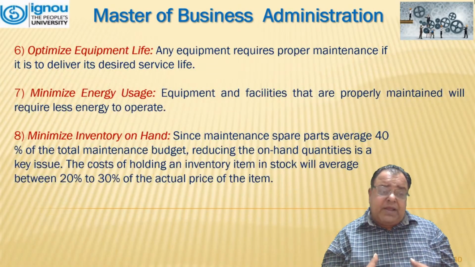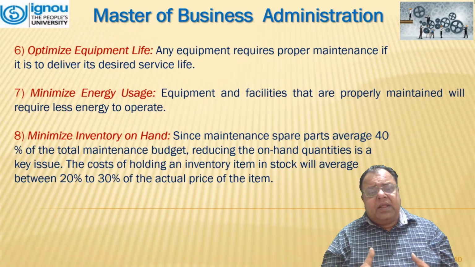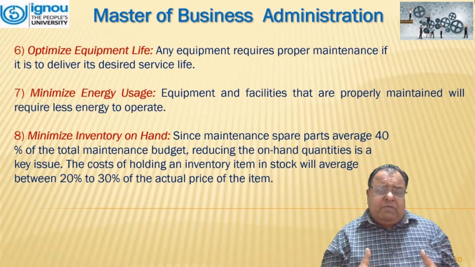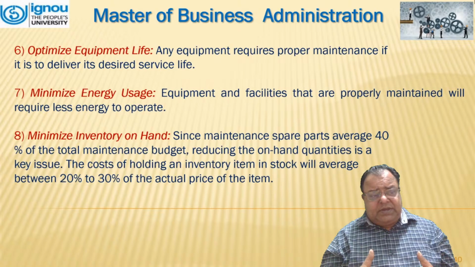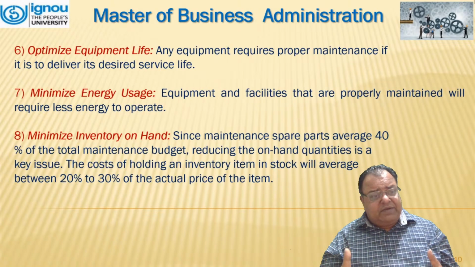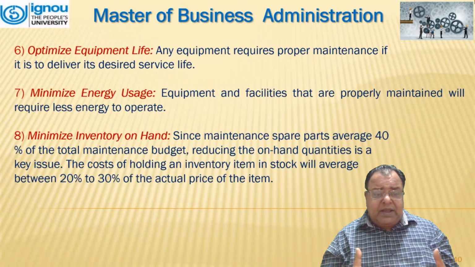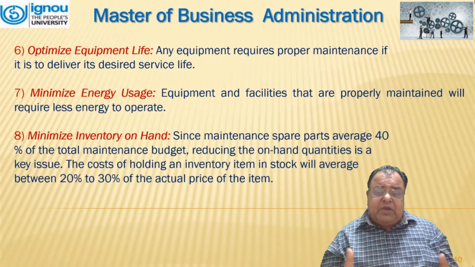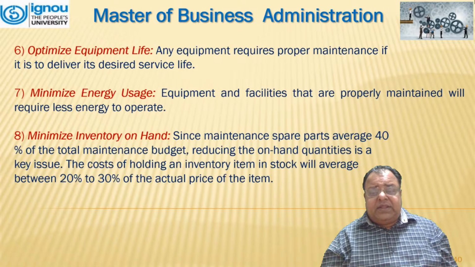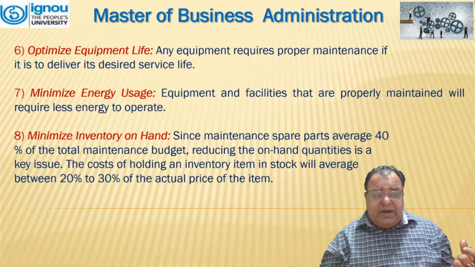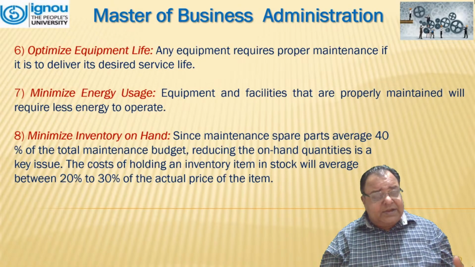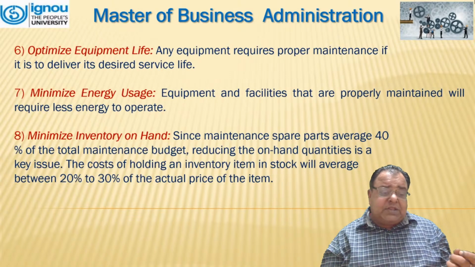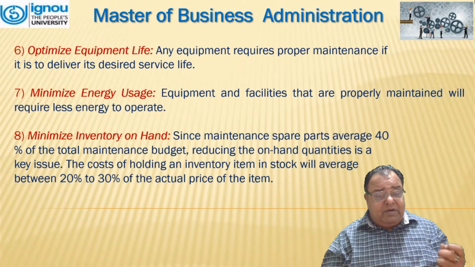Sixth one is optimize equipment life. Many equipment requires proper maintenance if it is to deliver its desired service life. Seventh one is minimize energy uses. Equipment and facilities that are properly maintained will require less energy to operate. And the eighth one is minimum inventory on hand.